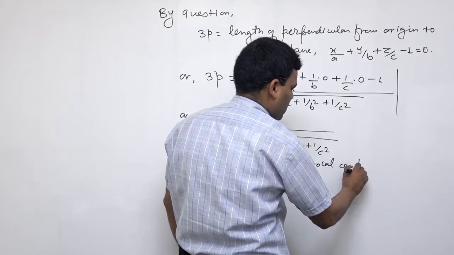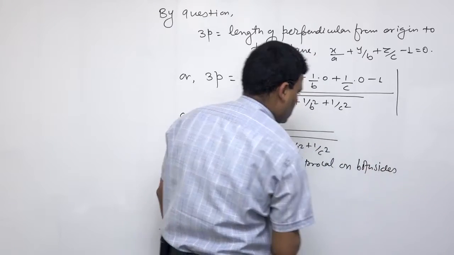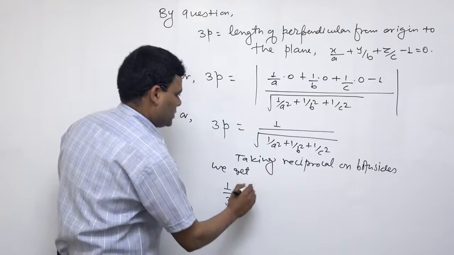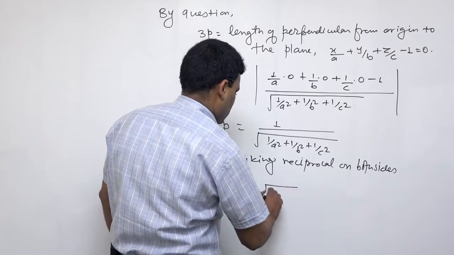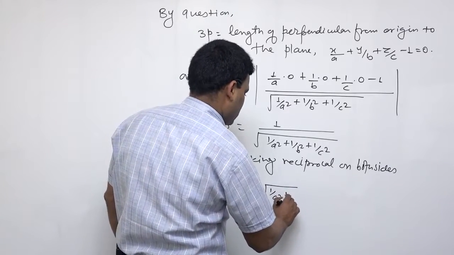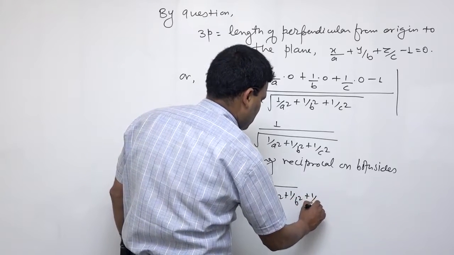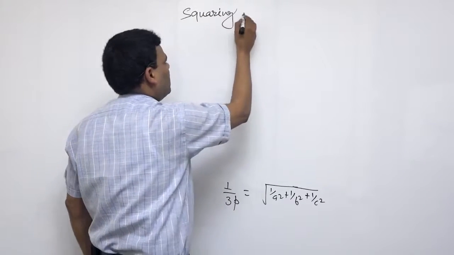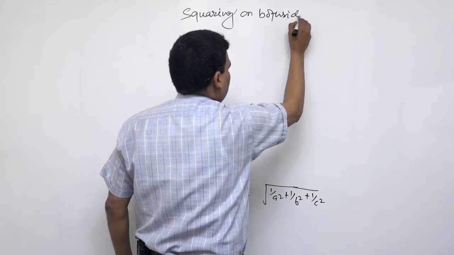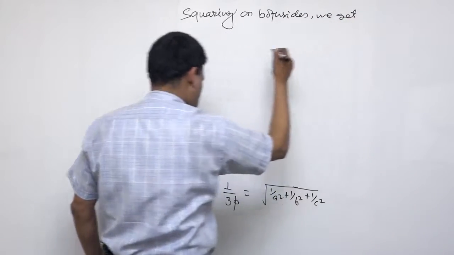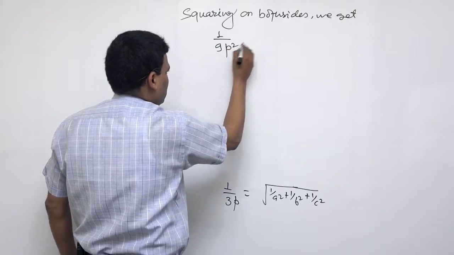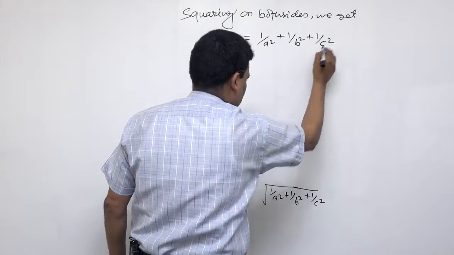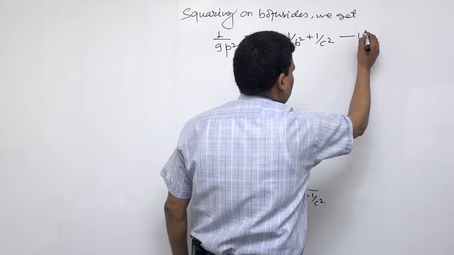Taking reciprocal on both sides, we get 1 upon 3p equals root over 1 by a square plus 1 by b square plus 1 by c square. Squaring on both sides, we get 1 upon 9p square equals 1 by a square plus 1 by b square plus 1 by c square. Let it be equation 2.